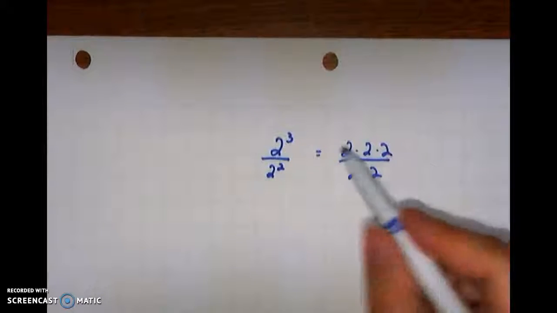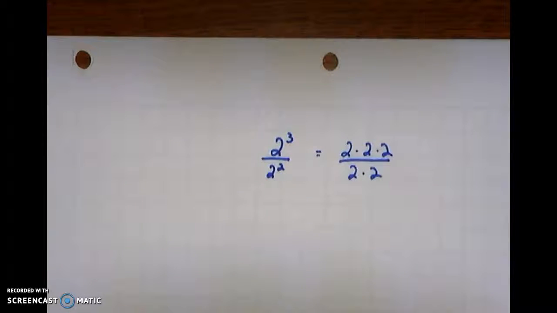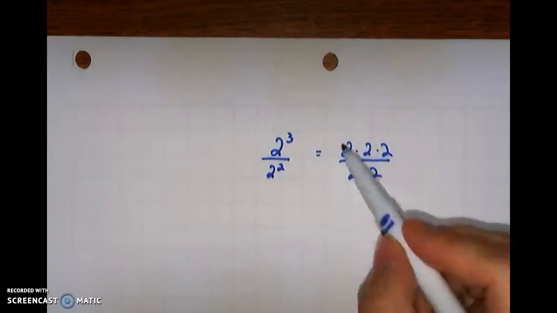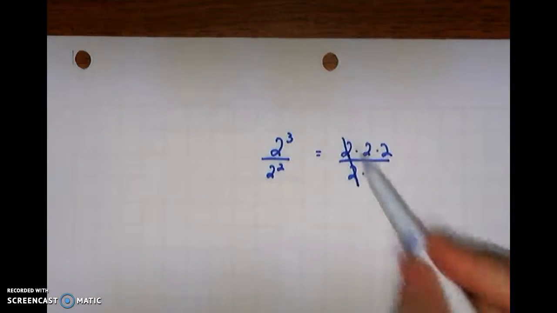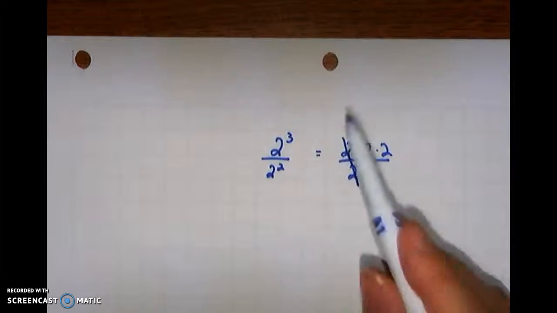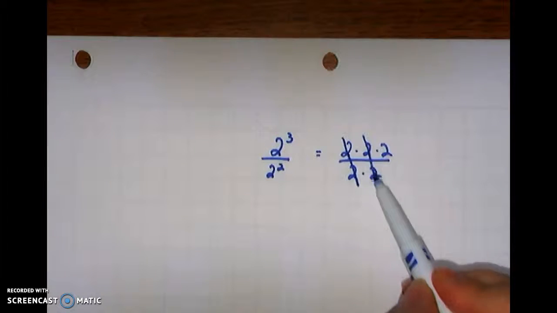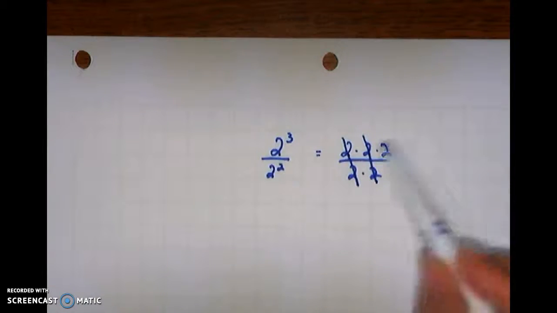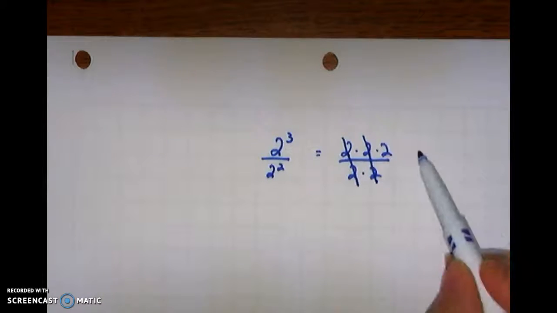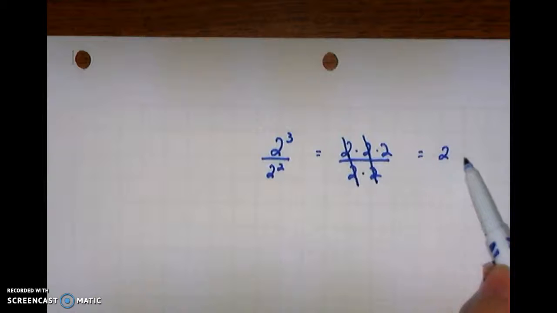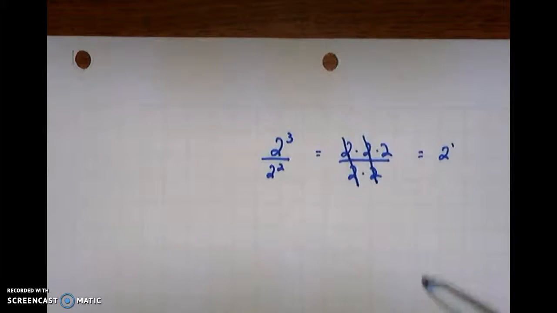What happens if we take 2 and divide it by 2? 2 divided by 2 is 1. So if we take 1 2 in the numerator and the denominator, those can be divided to make 1. And if we do that with another pair of 2's, we don't have any 2's left in the denominator, but we have 1 2 in the numerator. That's 2 to the first, or 2.